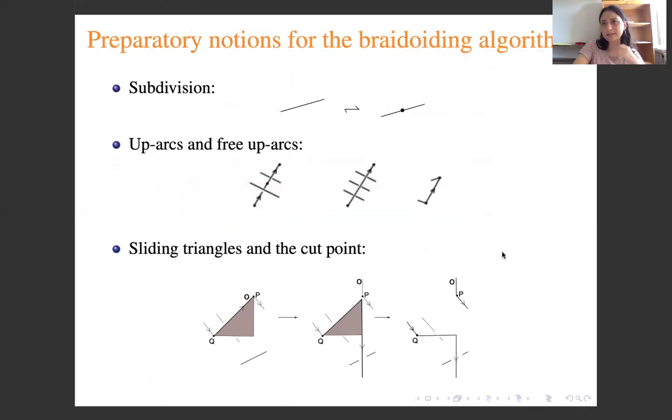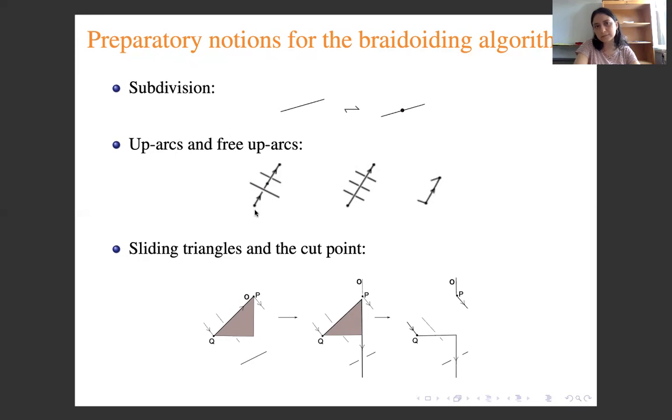So the braidoiding algorithm has some notions. Let's introduce them. We have the subdivision, the addition of a node, a vertex, or a deletion of it. And we have up arcs and free up arcs. An up arc is the arc of a knotoid or multi-knotoid diagram that is directed upwards with respect to the top to bottom direction of the plane.